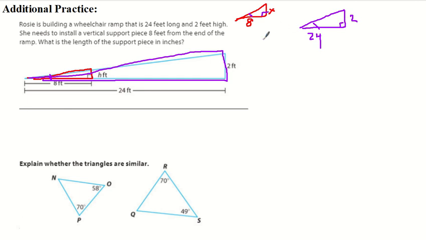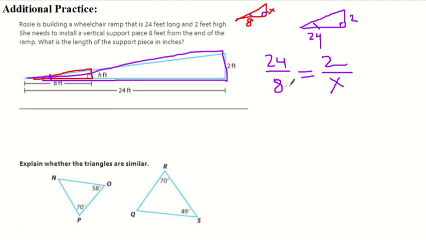So one way I can set this up is I can set up one triangle over the other. So I can set up the side lengths over the other. So this bottom and this bottom part of the triangle are proportional. So I could set that up as 24 over 8. And then I can set that equal to, I have to keep the same triangle on top and the same triangle on the bottom. So because the bigger triangle was on top, that'd be 2, because I'm looking at this side length, over this side length over here, which is x.